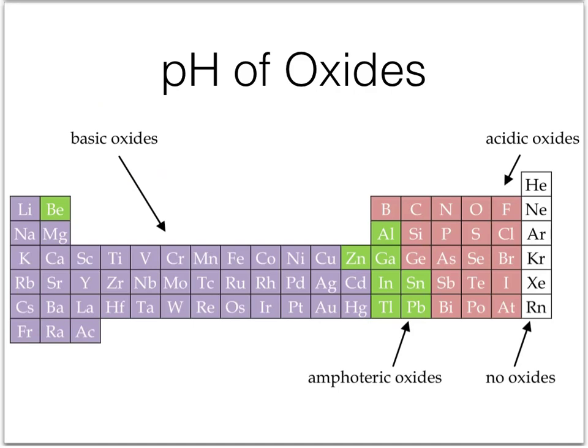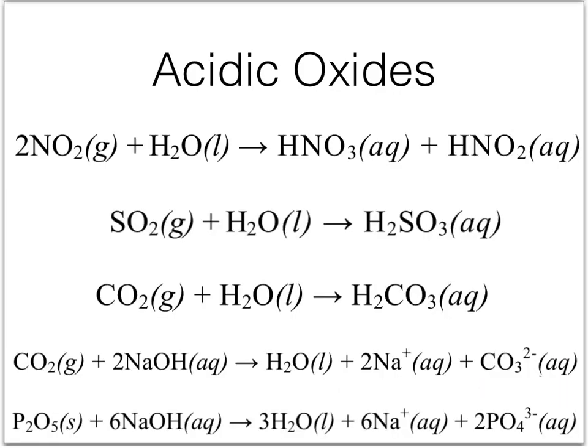Okay, amphoteric oxides are oxides that can react with both acids and bases. And the non-metals normally make acidic oxides, and the noble gases form no oxides at all because they don't form compounds at all. Acidic oxides are oxides that react with water to produce an acid, or react with a base to produce a salt and water. So in these examples, we've got nitrogen dioxide reacting with water to produce nitric and nitrous acid.